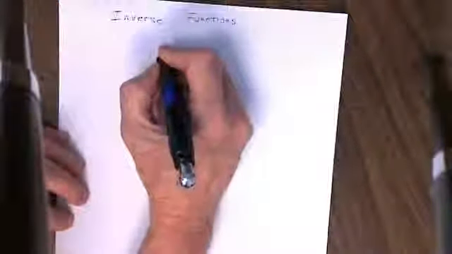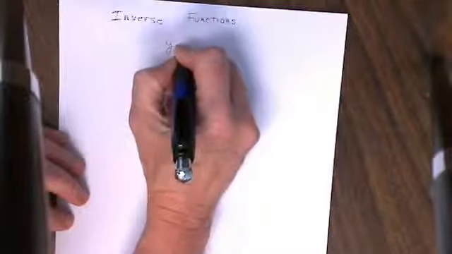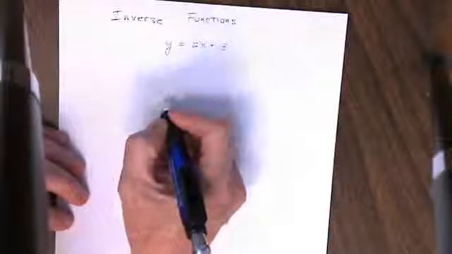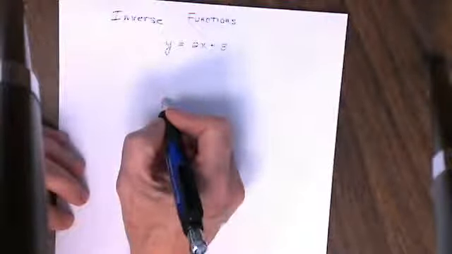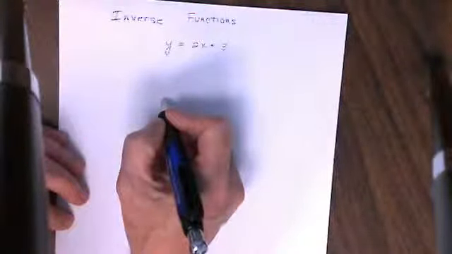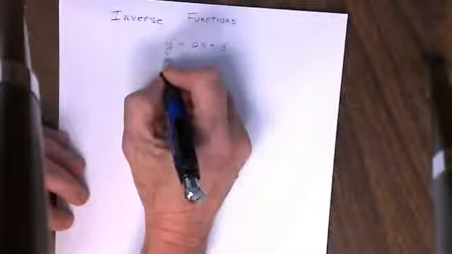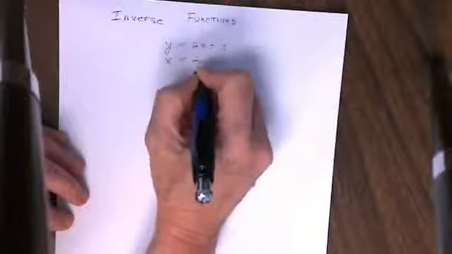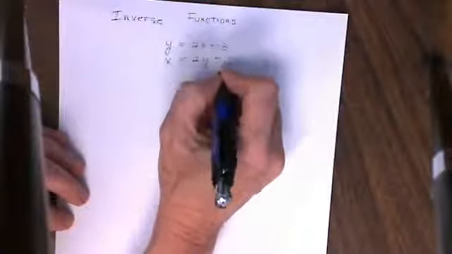In pre-calculus class, I learned that if I take an equation y equals 2x plus 3, I can get the inverse of this particular equation by following a certain procedure. That procedure is to replace my y's with x's and to replace my x's with y's. If I do that in this equation, I get x is equal to 2y plus 3.